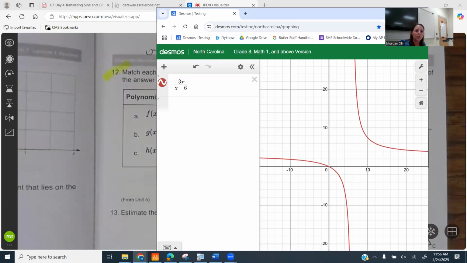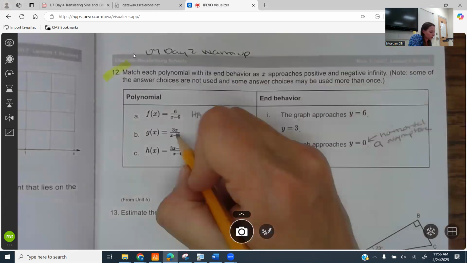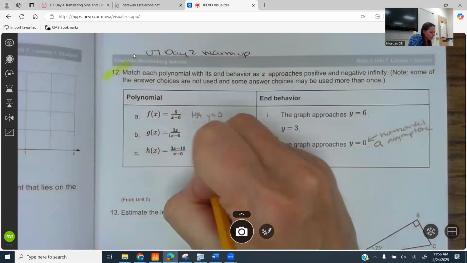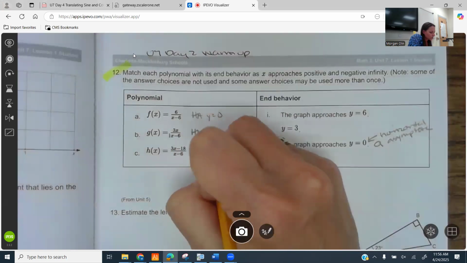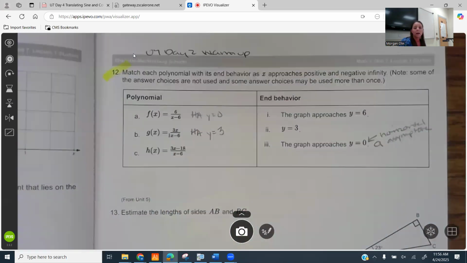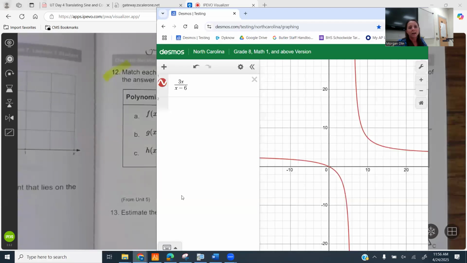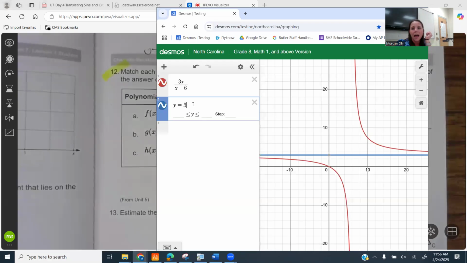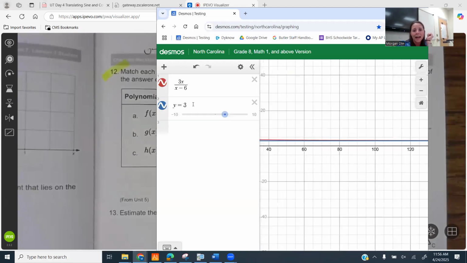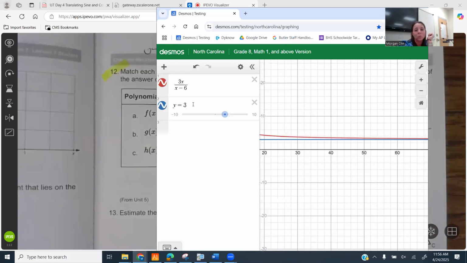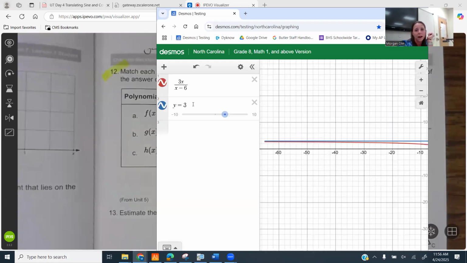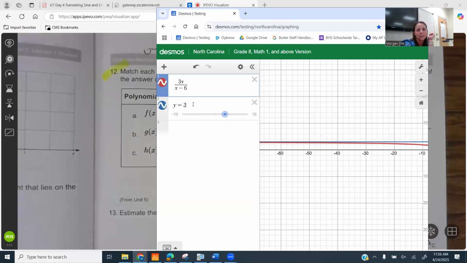Do you notice the degree on top and the degree on bottom? Well, the degree on top is 1, degree on bottom is 1. So when they're the same, we can divide these leading coefficients, the 3 and the 1. So we get the horizontal asymptote to be y equals 3. And let's actually put that in there. If I put y equals 3, notice as I zoom out, it's not actually going to touch this line. It's just going to go really, really close to it. All right. And that one looks like it matches, and it does.